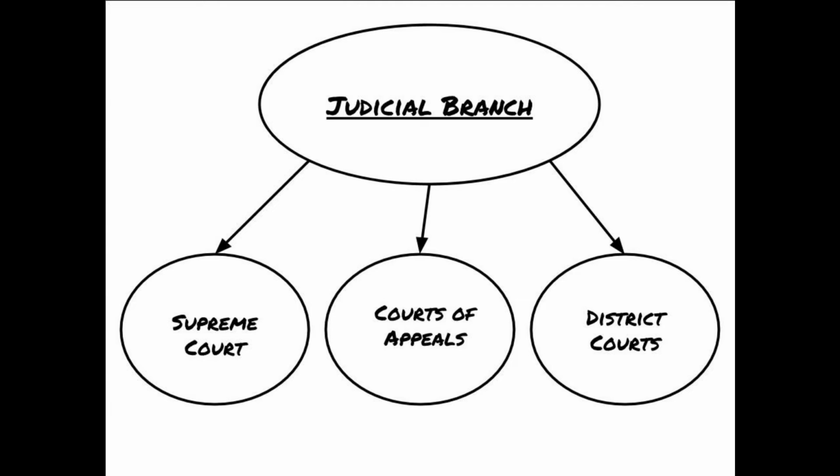The final branch of government is the judicial branch. The judicial branch is made up of the Supreme Court, the Courts of Appeal, and district courts. This branch is responsible for determining the constitutionality of legislation and decisions made by lower courts or the president.